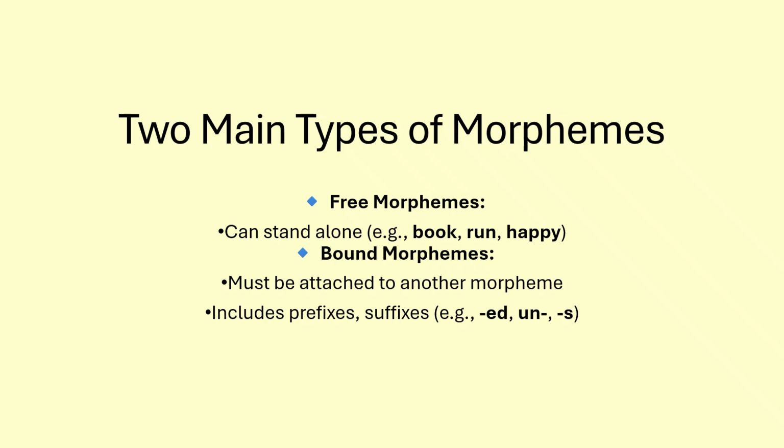We have two main types of morphemes. We have what we call free morphemes, and these are words that you can say on their own. So they can stand alone as a word. Book, run, and unhappy would be examples of free morphemes. Bound morphemes, on the other hand, are like additions. They can change a word's meaning or its grammatical function, but they can't stand alone. So they've got to be attached to another morpheme. These include prefixes and suffixes such as ed on the end of a word, or un to make the free morpheme happy, unhappy, or s on the end.